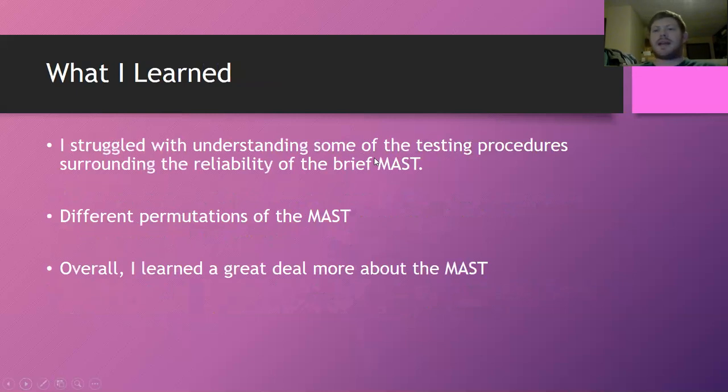Some of my main takeaways from this project: I struggled with understanding a lot of the testing procedures that surrounded the reliability of the brief MAST. When I was looking at the journal articles, I really did struggle with that. I eventually was able to find some of the statistics on reliability, but it was pretty difficult, actually, for something that's been tested as much as it has.